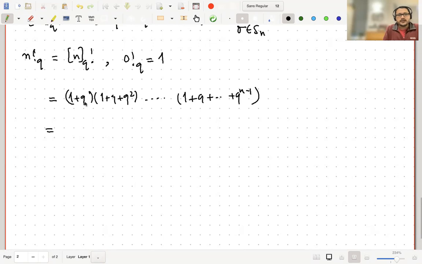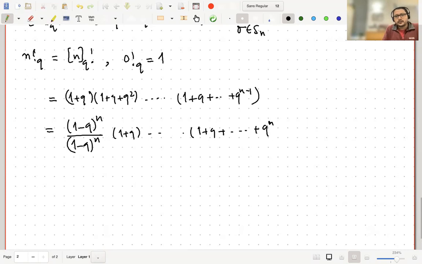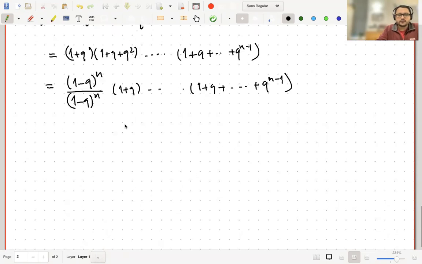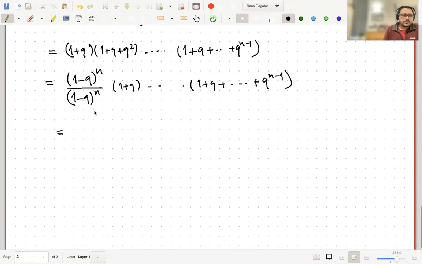So if I multiply both sides by 1 minus q to the n here, then I can write it in a different way. So I take one factor from 1 minus q and then multiply it with 1 plus q, and I'm going to get, so let's keep one factor, 1 minus q.